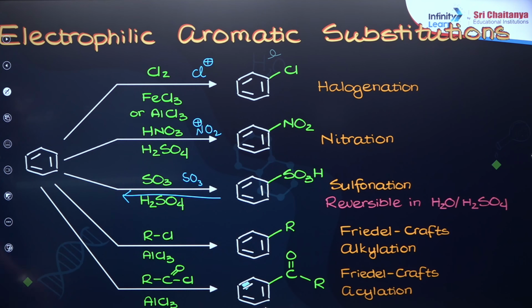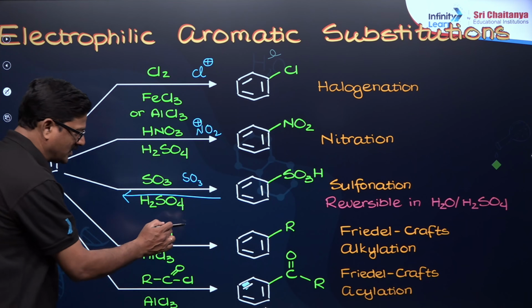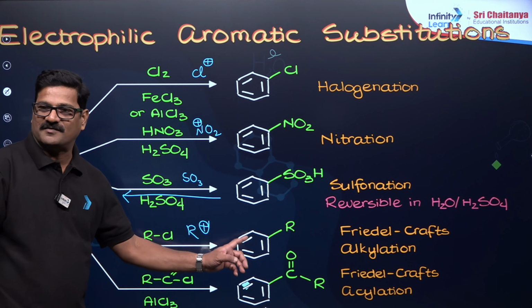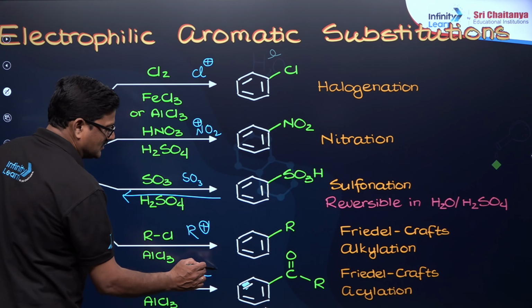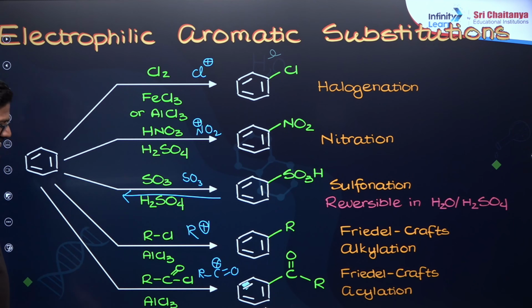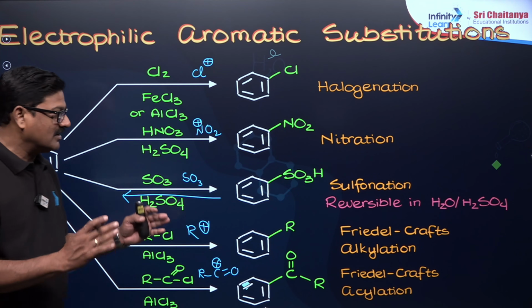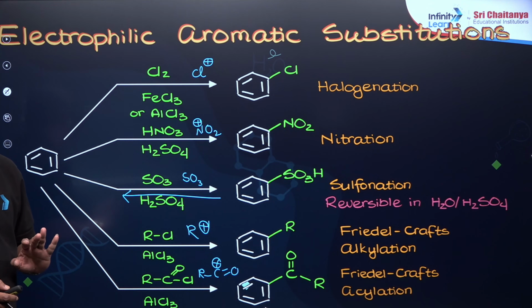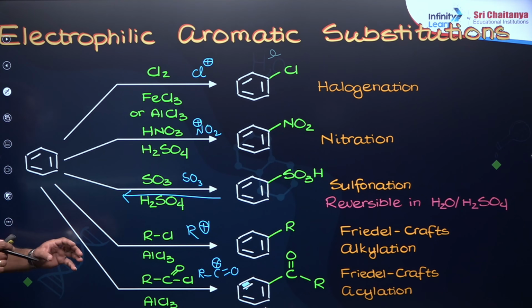Also, alkyl halide reacts in the presence of AlCl3 to give alkylbenzene, and there R plus is the electrophile. This reaction is called Friedel-Crafts alkylation. And RCOCl gives rise to RC double bond O plus, which is resonance stabilized, and you get acylbenzene. This reaction is Friedel-Crafts acylation. So you have 5 golden reactions of benzene, and these are the electrophiles, and this reaction is electrophilic aromatic substitution.